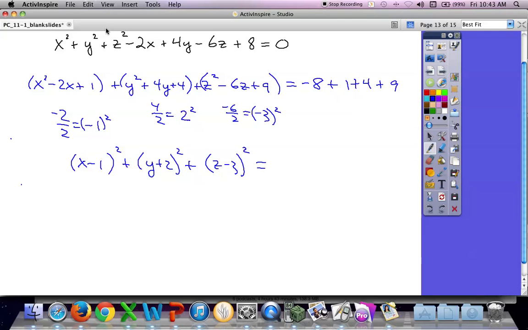There we go. And so that was a 6. Okay, so what is the center of this sphere? Negative 1, 2, and negative 3. Okay, say again? Not negative 1. Positive 1, negative 2, positive 3.